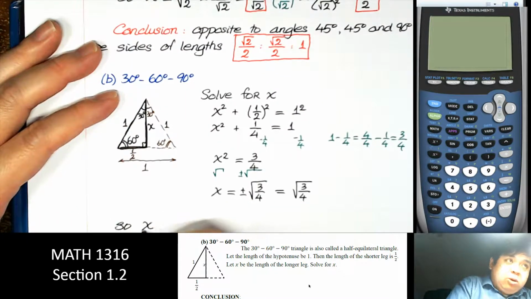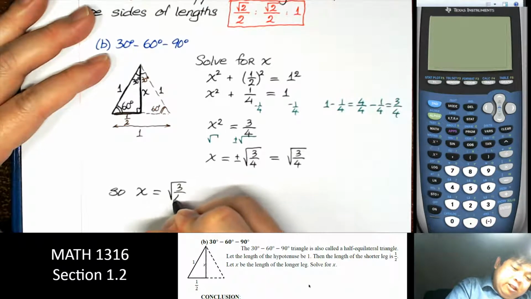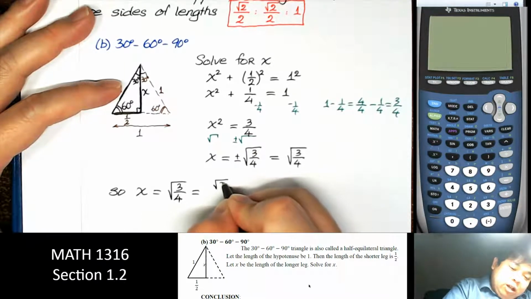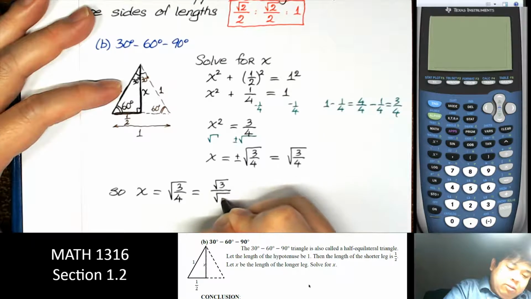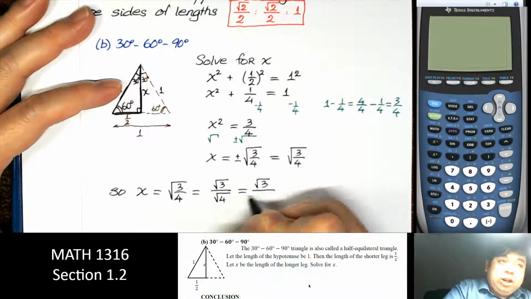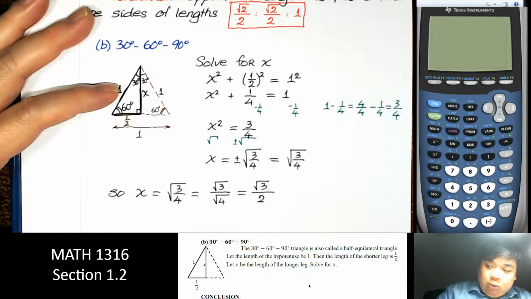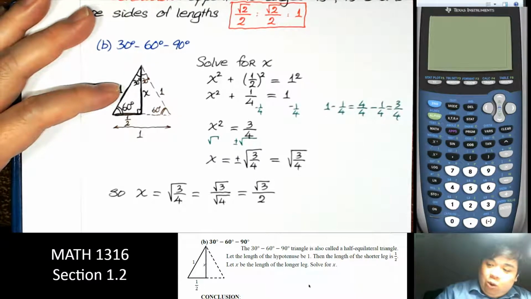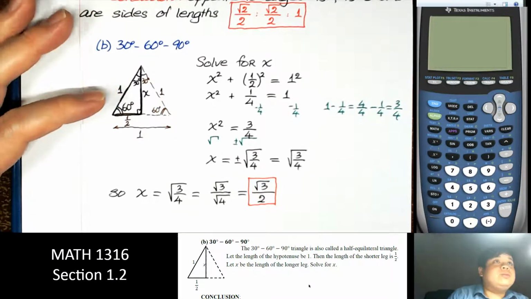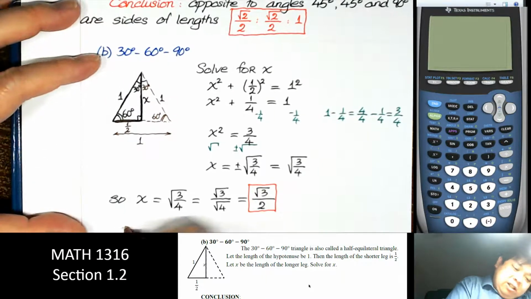So we have x equal to square root of 3/4. Now just like the last problem, square root of the top and square root of the bottom. Square root of the top is still square root of 3, square root of 4 is 2. Now this one is more direct. We only have one value that we use, which is square root of 3 over 2. Right. So we write a conclusion similar to what we have earlier.